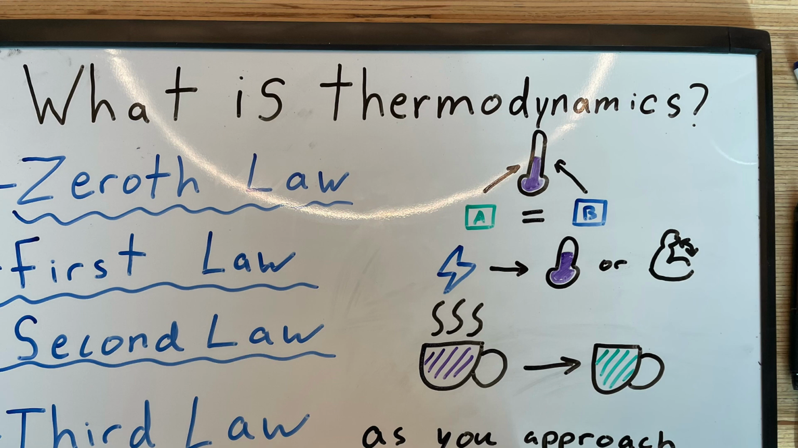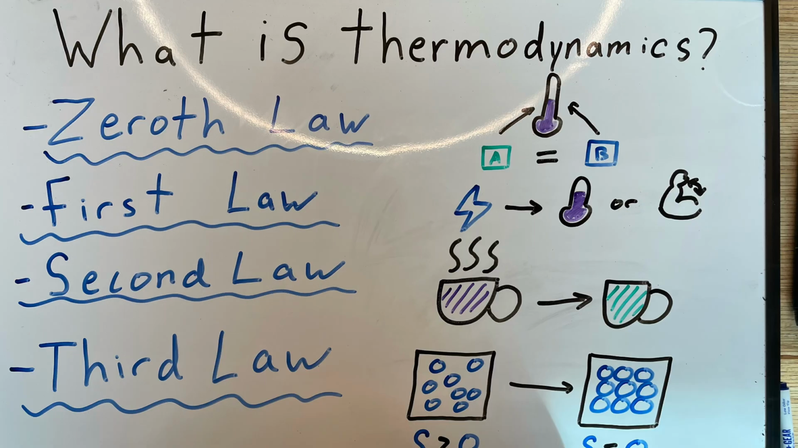The 3rd law of thermodynamics states that as you approach 0, the entropy of the system will approach 0. 0 entropy means that there is complete order in the system.